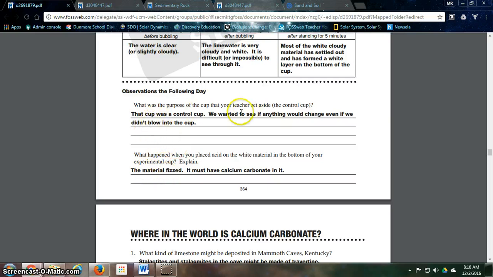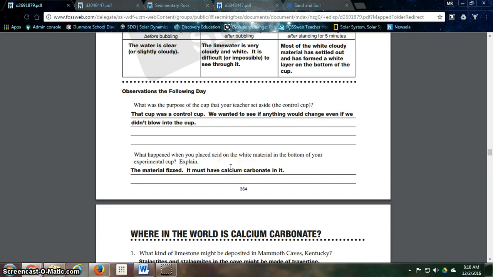So we have the purpose of the control cup. We can use that as a comparison, a way to see what the difference was between adding carbon dioxide and respiration to the cup and not. Okay, and when we then did the acid test on that precipitate, because we are checking to see if it is like a limestone, which does react with the acid, it did fizz, so it does have calcium carbonate in it.